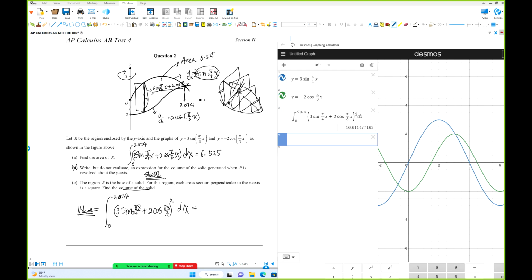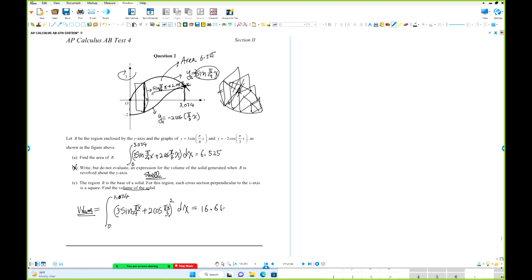From 0 to 3.074, we take the integral of the area of this square, because the base times height is the same length, a square. We integrate this square area from 0 up to 3.074, so this is the volume. It is 16.611. 16.611 is the volume of this construction. Is it okay? Yes, all right.